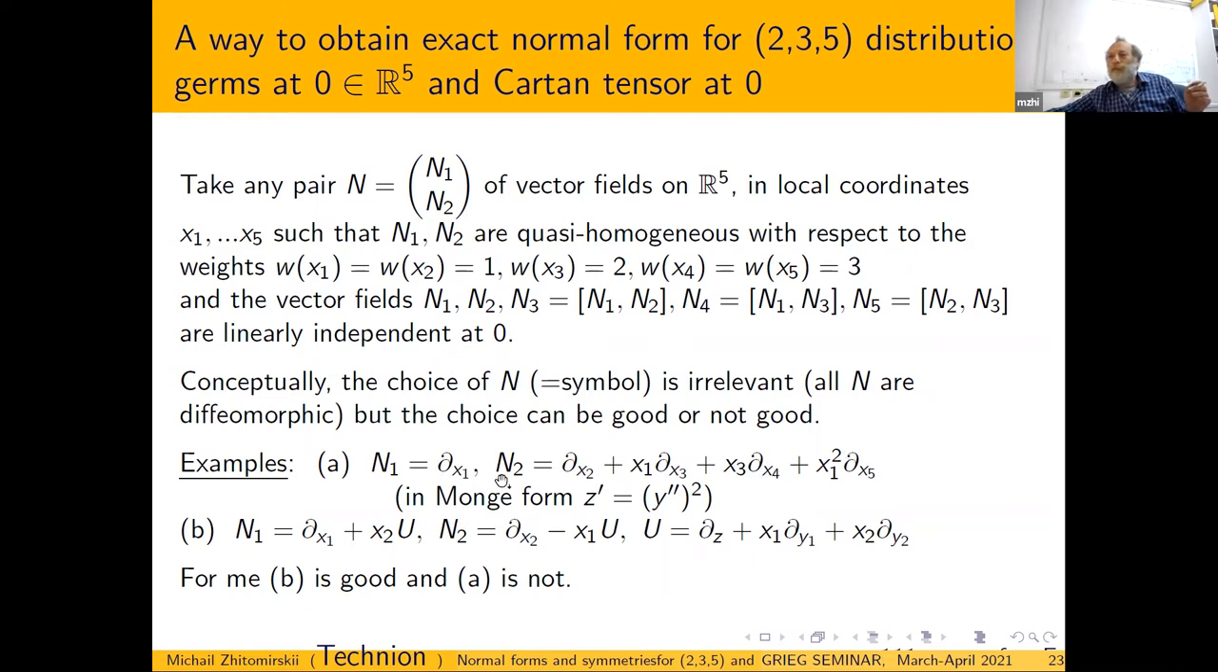People like it because it can be written in Monge form, a very common form. But I prefer another way, much more symmetric. Here it is. I replaced x3 by z, and x4 and x5 by y1 and y2. A bit nicer. So for me, this way is good, and the other is not so good. Here I do not give a definition of what is good. But I will explain later today why it's very convenient and very important for me to make this choice.